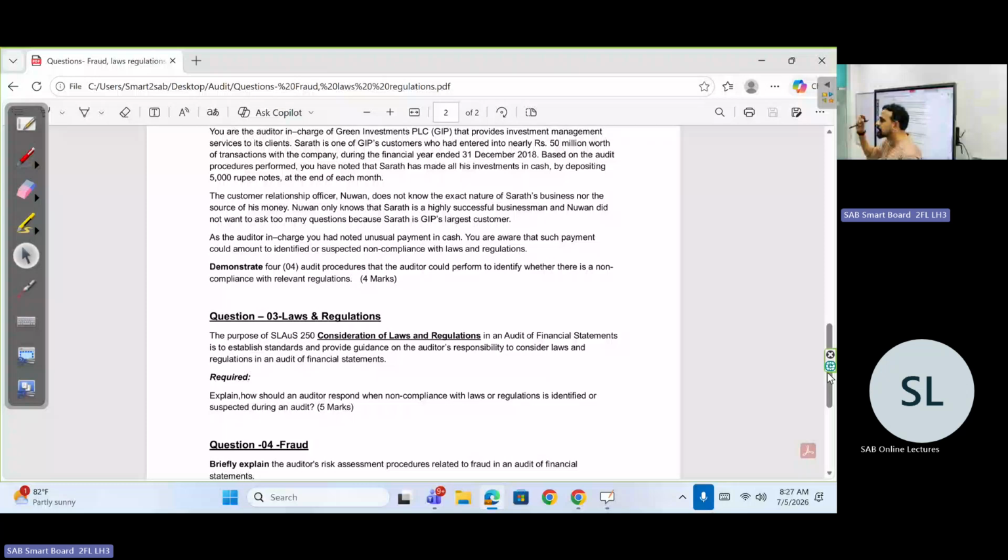So I told you, first, you have to identify the requirement. Don't read the paragraphs without reading the requirements. Second, highlight the key points in the paragraph. Third, link those requirement key points with your answer.